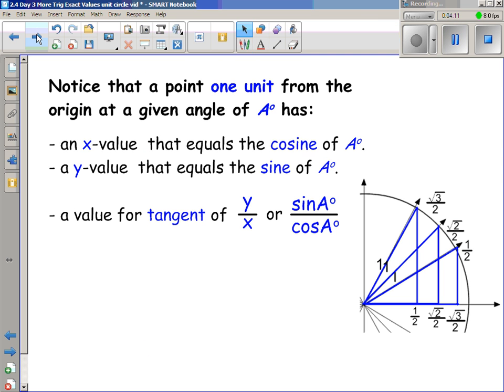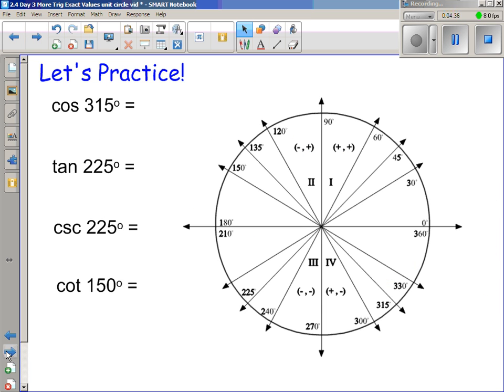Notice that a point 1 unit from the origin at a given angle of a degrees, and we can just make up some angle that's between 0 and 360, will basically provide what was shown earlier: an x-coordinate that's the cosine, a y-coordinate that's the sine of that angle, and the value for tangent is simply going to be opposite over adjacent, or y over x, or sine of a over cosine of a. So let's practice. Take a moment, see if you can get these values.